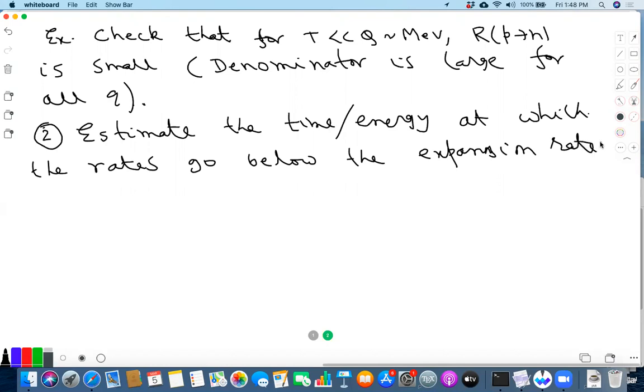And because these are weak interaction processes, right? Anything that involves neutrino is a weak interaction process. We expect that this will happen more or less at the same time that the neutrinos decouple, right? That's of the order of MeV. Okay, but let's just make an estimate and see if that is really the case.